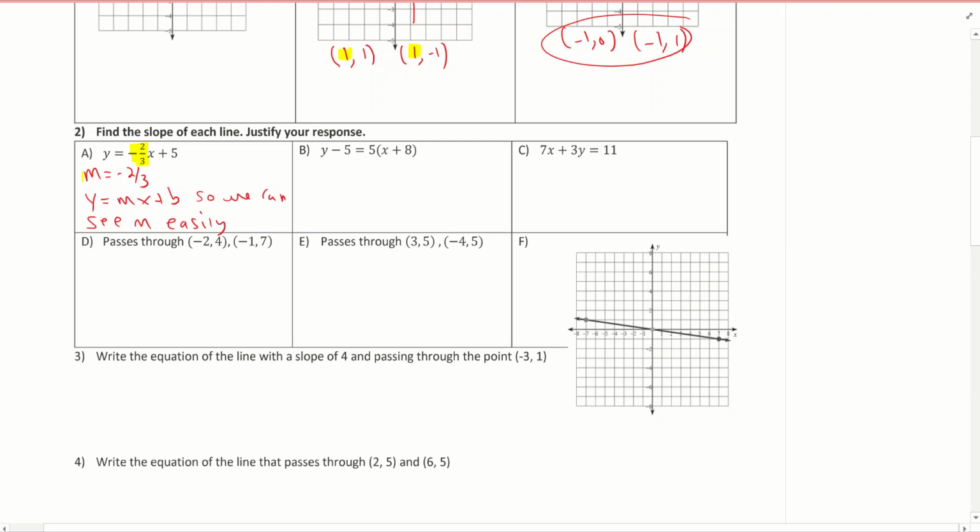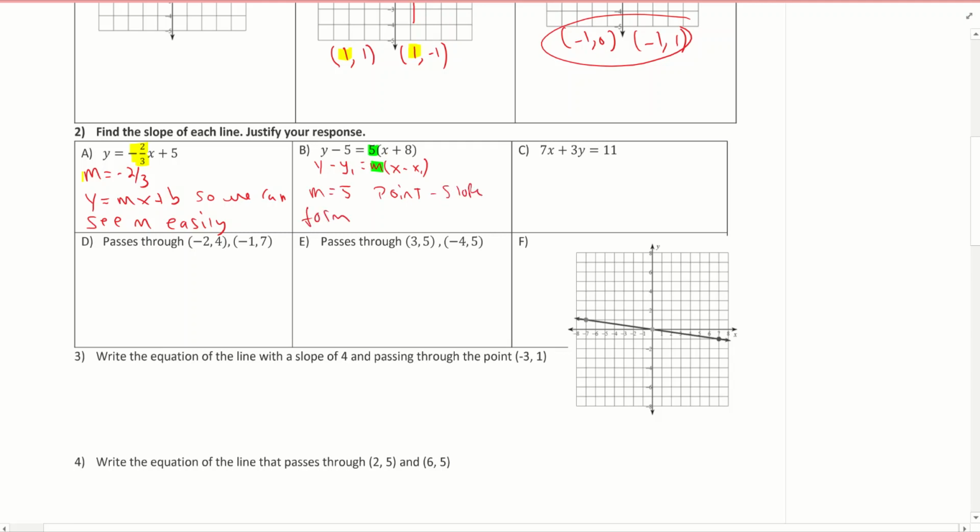The next one is not in y equals mx plus b, but it's in that other form, the point slope form, which is this, right? It's in point slope form, which you can see the slope right here, which is that 5. So we're going to say m equals 5. How do we know? Because it was in point slope form.